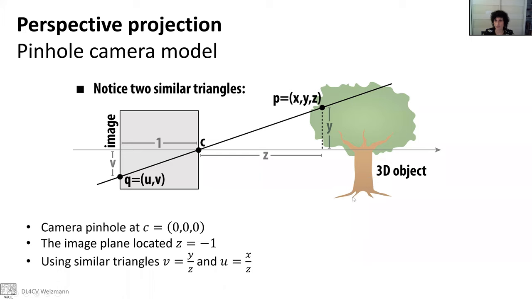For example, here I have a 3D object, and this is just a 1D slice. For example, the image is located here, where this is the Z-axis. The camera pinhole is at the origin. Using similar triangles, we know that the 3D coordinate Y becomes Y over Z when we look at the image. It's proportional to 1 over Z. I guess that all of you are familiar with it, so I don't have to waste time on it. Okay, so let's move on.